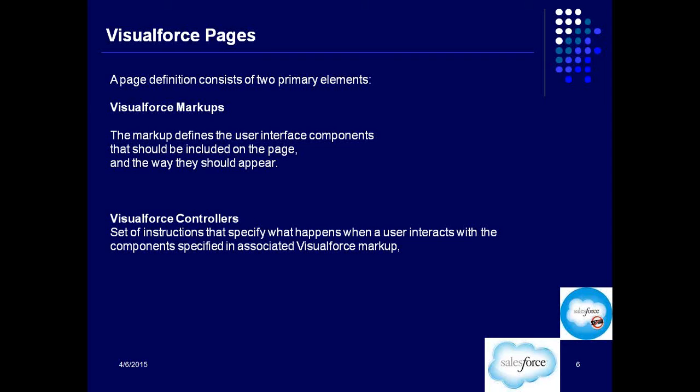So if there is a button, what happens when you click on the button? Okay, where will the button appear? At the top of the page or at the bottom of the page? What is the size of the button? What's the color of the button? What's the background color? What's the foreground color? That is all markup. What will happen on click of that button? That is the controller, correct?